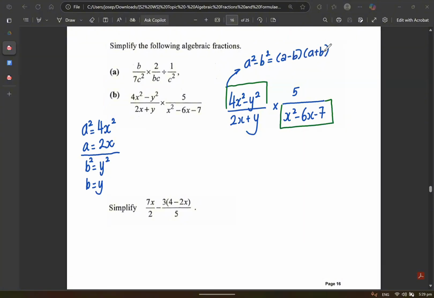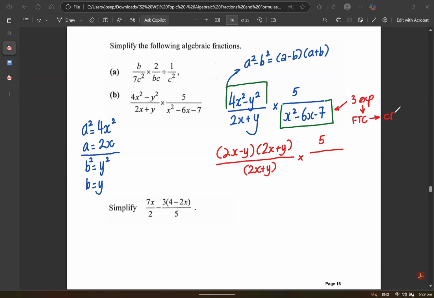Now, from here itself, you already know the top. The top can be changed to (2x − y)(2x + y). And you see why we need to factorize it, so that you can actually cancel the top and the bottom, times 5 over whatever that is over here. This is a 3-term expression. That basically means that you are going to find the common factor first, followed by something called cross-factorization. In this situation, there isn't anything that is common, so we just go right into cross-factorization.